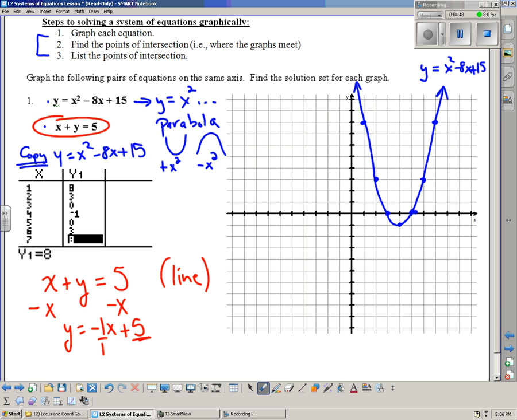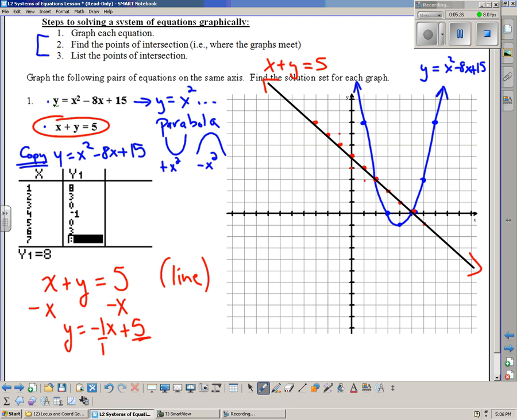So we're going to plot this like we would any line. I'm going to start at the y-intercept. So I'm going to go 1, 2, 3, 4, 5 on the y-axis, and go down 1 over 1, down 1 over 1, down 1 over 1. And if I wanted to go into the fourth quadrant, I'd go up one and to the left one, up one and to the left one, until I get the idea. And here is my line, which I'm going to graph nice and neatly. There's the line. And this is x plus y equals 5.